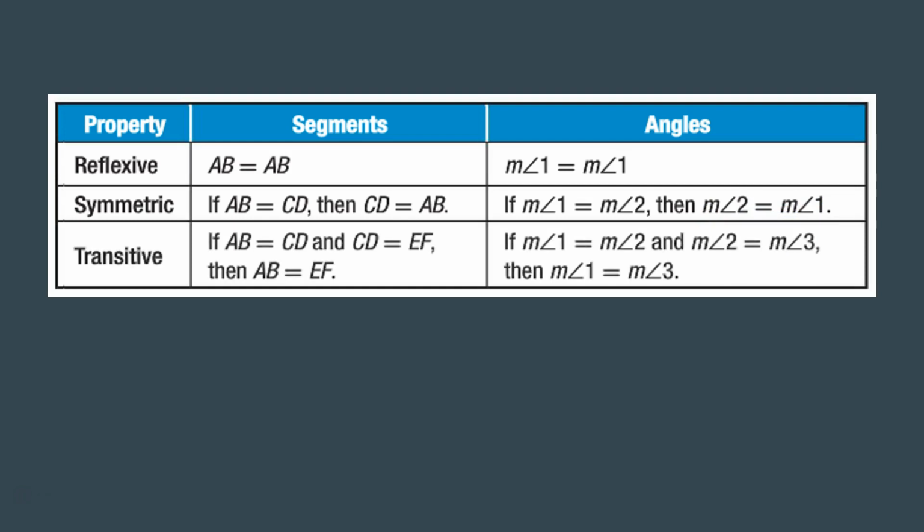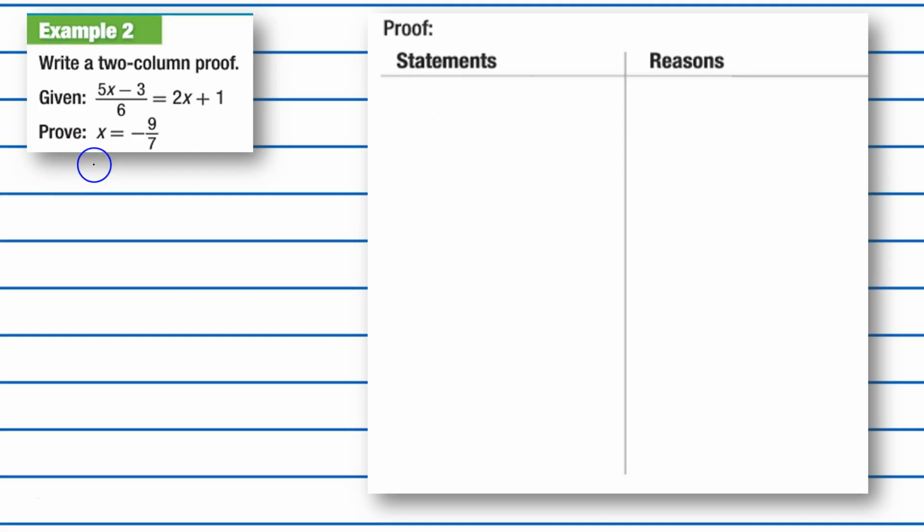Then we have the transitive property. If AB is equal to CD and CD is equal to EF, then AB is equal to EF. That CD disappears. Then we have the measure of angle 1 is equal to the measure of angle 2, and the measure of angle 2 is equal to the measure of angle 3. Then we know that the measure of angle 1 is equal to the measure of angle 3.